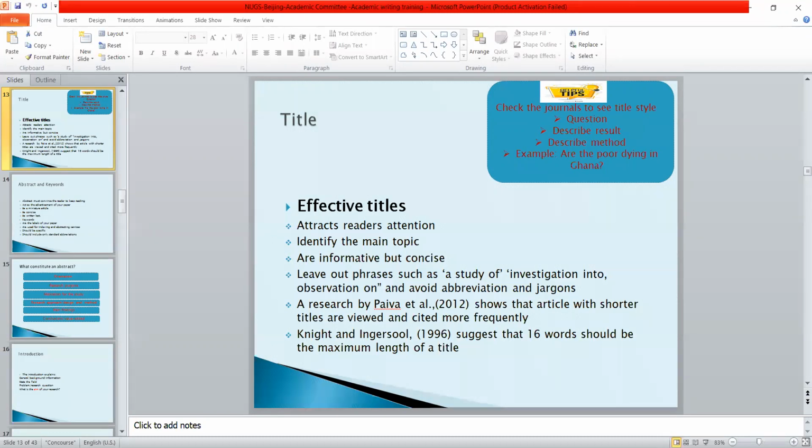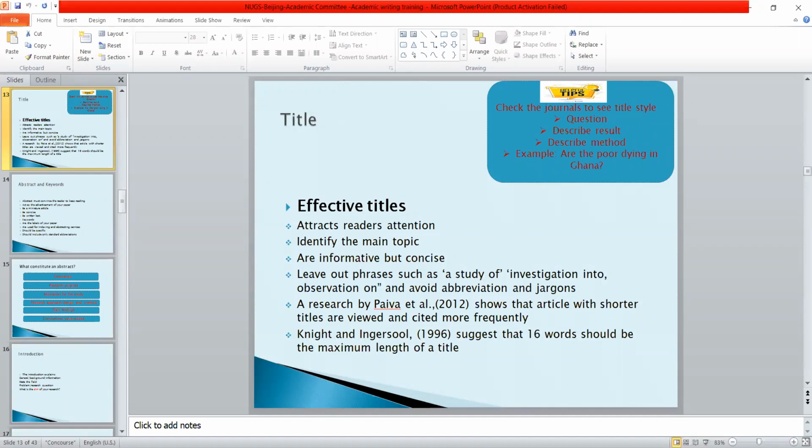We have Knight and Ingalls, 1996. They also suggest that the maximum number of words for a title should be 16 words. So you don't go and write a very long title. Traditionally, most journals will give you a limit of up to 60 words. But literature has indicated that people are comfortable with shorter titles.